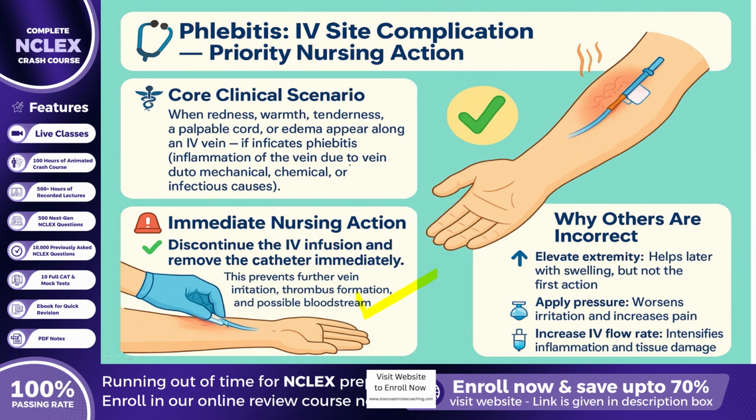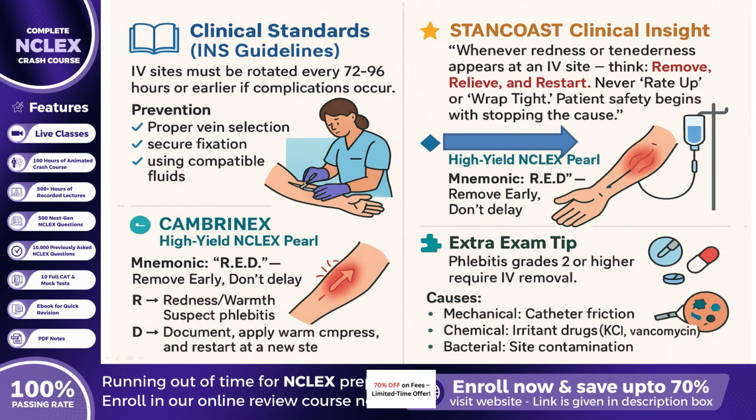While elevating the extremity may later relieve discomfort and swelling, it is not the first intervention. Applying pressure is contraindicated because it can aggravate vein irritation, and increasing the flow rate would worsen inflammation, violating the fundamental principle of stop the source first whenever a complication arises in intravenous therapy. According to Infusion Nurses Society, INS standards, intravenous sites should be rotated every 72 to 96 hours or sooner if complications develop. Preventive measures include proper vein selection, securement, and using compatible solutions.